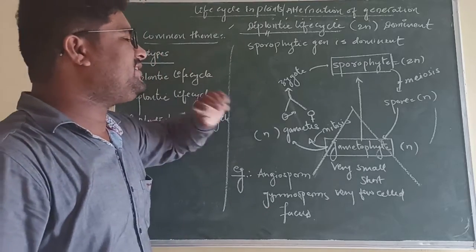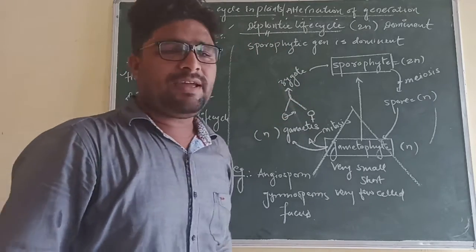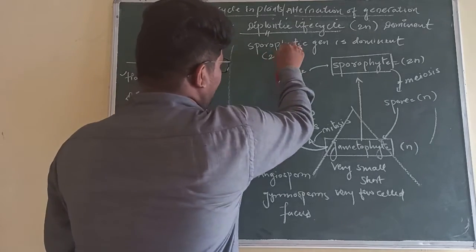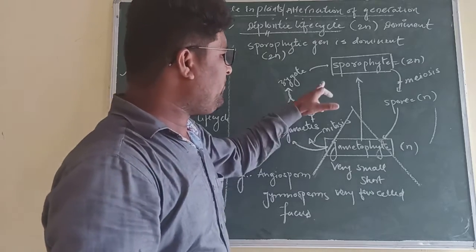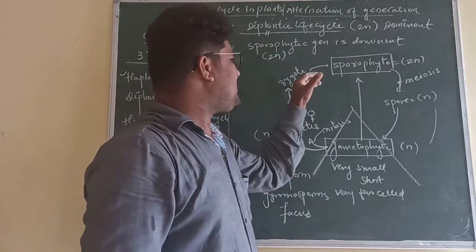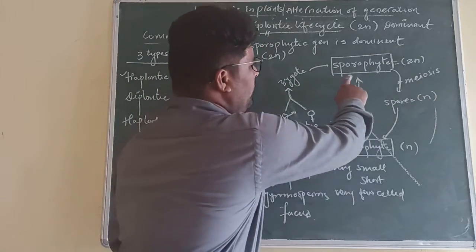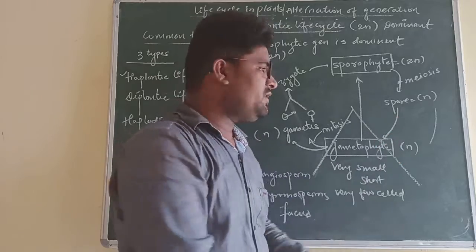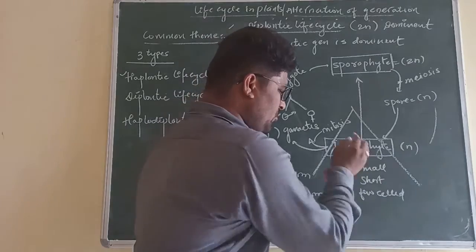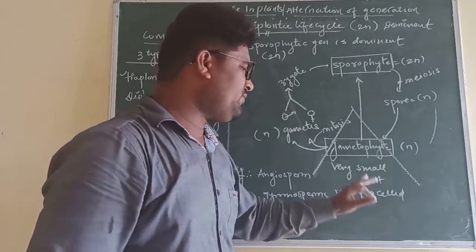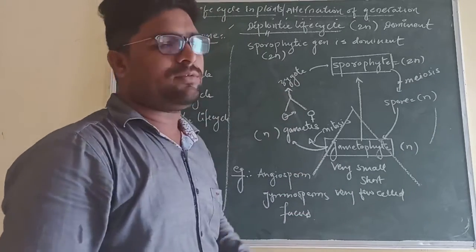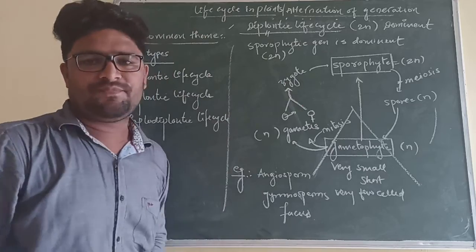What we have to understand, let's take a review. In diplontic life cycle, the sporophytic, that is diploid phase, is dominant. Diploid phase is dominant over haploid phase. So here this zygote forms sporophyte. Sporophyte results into spores. Spores result into gametophyte. This gametophytic stage is very small, short, and very few cells. It remains for a very short period. That's why they form gametes, and again it forms zygote, and this diplontic life cycle goes on.